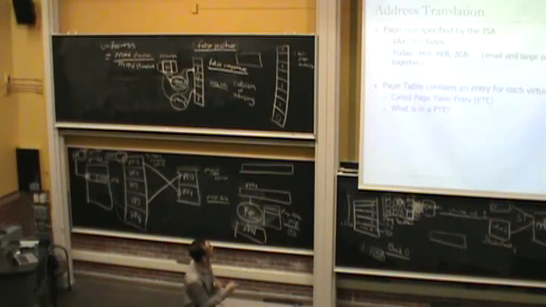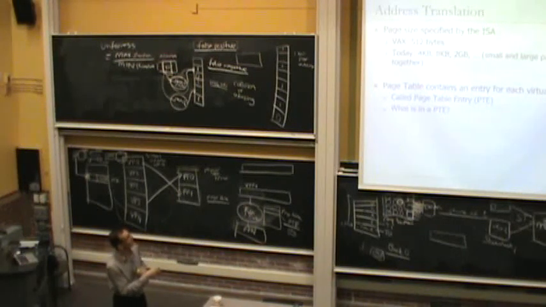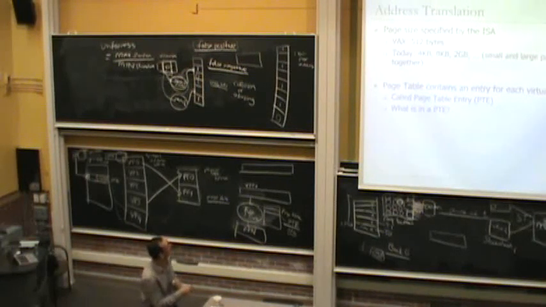That's how you share the library code. So address translation, page size is specified by the ISA. It used to be much smaller in the early days. In VAX it was 512 bytes.